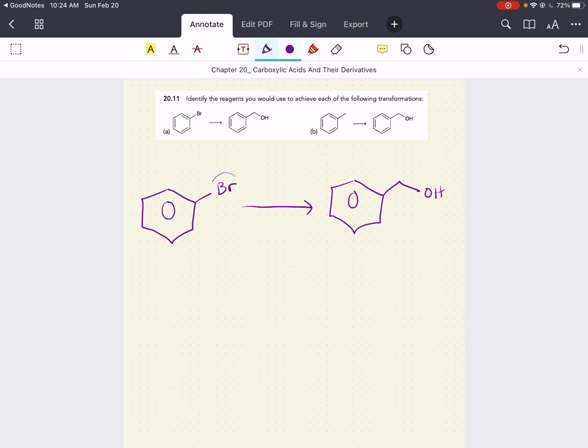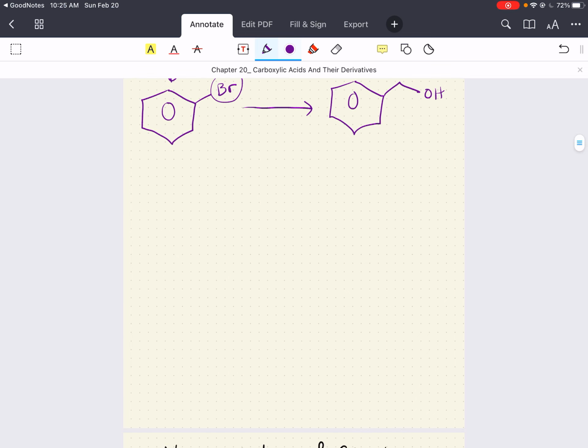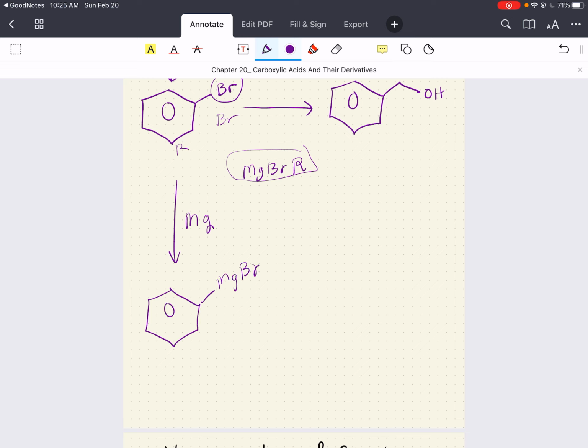What we have here is Br attached to this aromatic ring. Now we know something really cool here. We know how to do carboxylic acid preparation with Grignard reagents. And Grignard reagents usually take on the form of MgBr with some sort of R group. We have this R group, we have Br. We can get it to be a Grignard reagent if we simply introduce magnesium. And if we do that, what we get is MgBr attached to this R group.